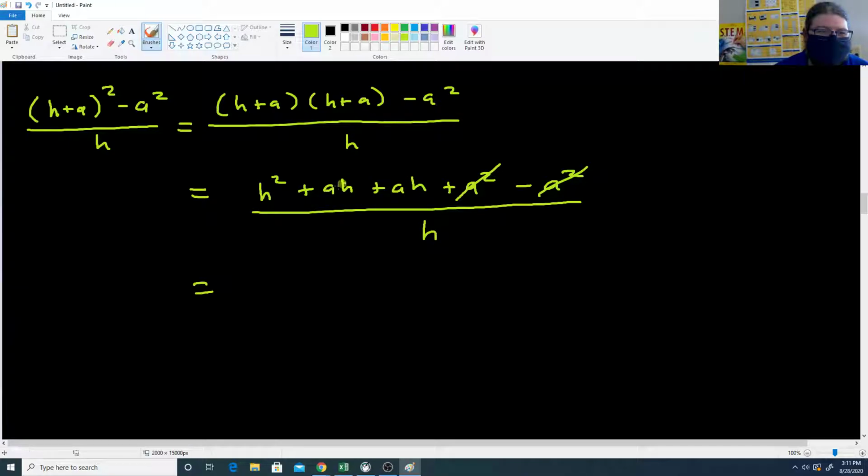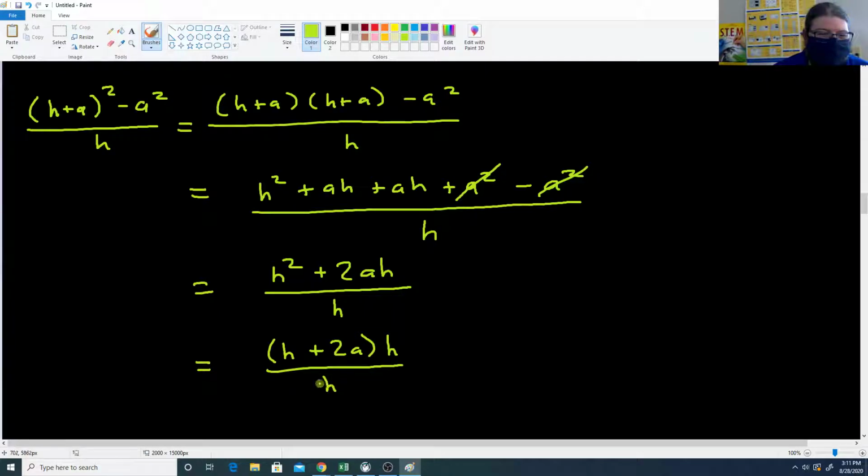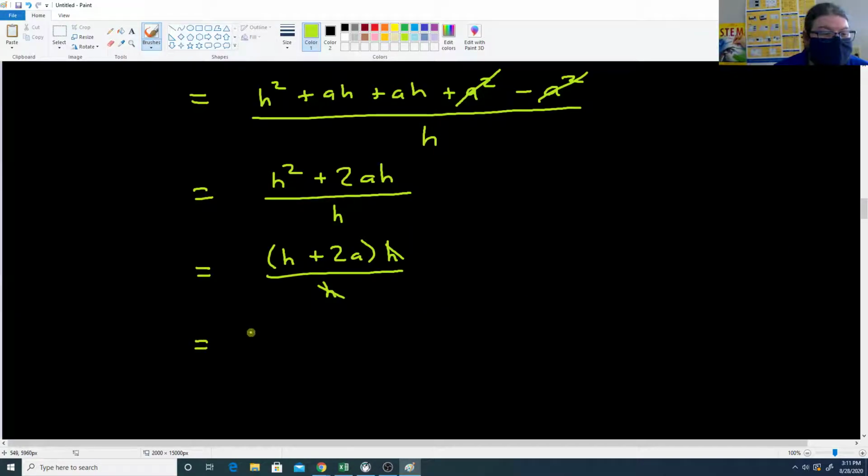Now, everybody in the top has at least one h in it. Actually, let's combine these together. ah plus ah is 2ah. So we're at h squared plus 2ah, all that over an h. So I can factor an h out of the top, and this will leave me h plus 2a times an h over an h. So these h's can cancel, and what we'll end up with is h plus 2a as long as h does not equal 0.